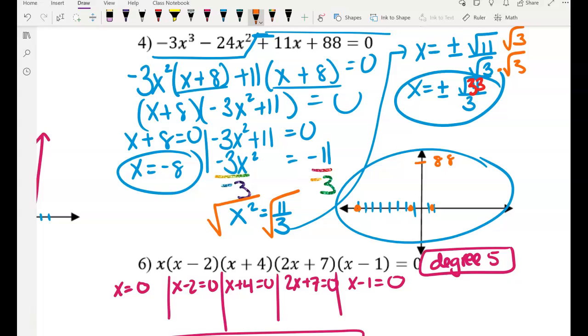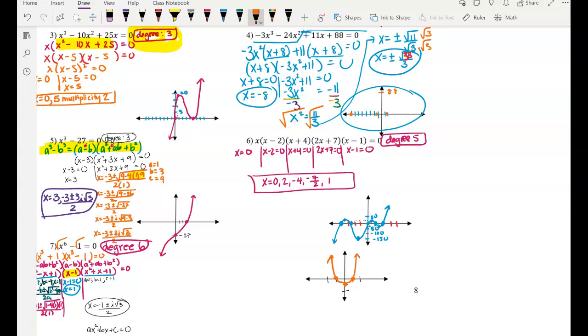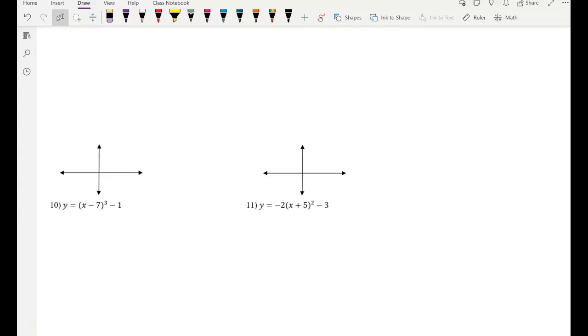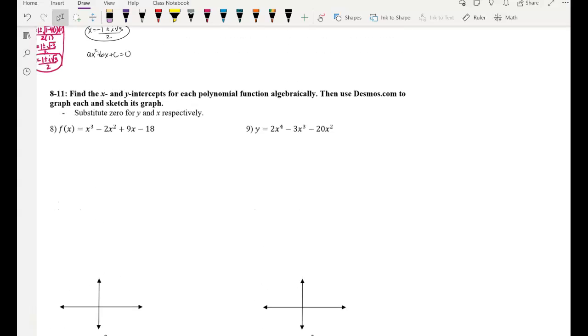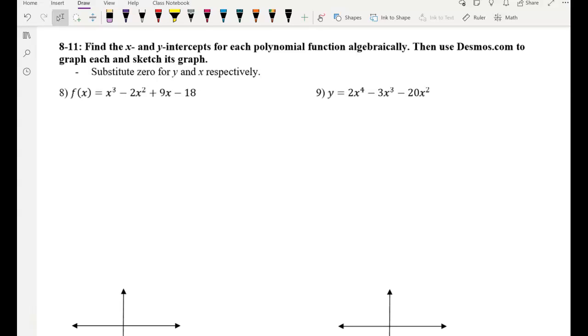All right, guys. All right, let's go into the last three. Ready? Oh, last 4, my bad. 8, 9, 10, 11, and 12. Okay. No, this is it, 14.4.